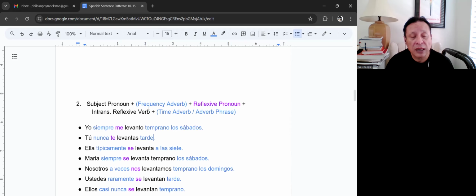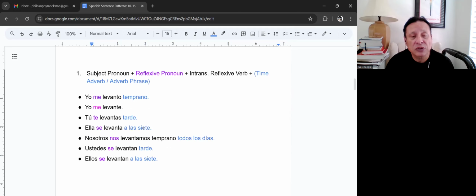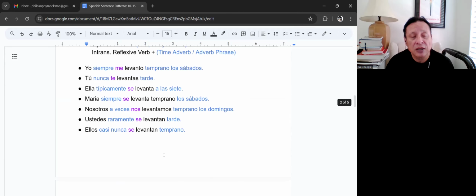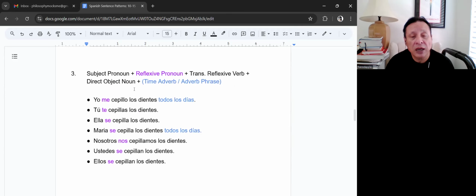By the way, this is intransitive, right? There's no direct object. Notice that there's no direct object after because it's an intransitive verb. This is the first group here. These are the ones I said we usually use as intransitives. These ones can be used as intransitives, but they're very commonly used as transitives. So we're going to now do the sentence pattern that shows when you have a transitive reflexive verb.